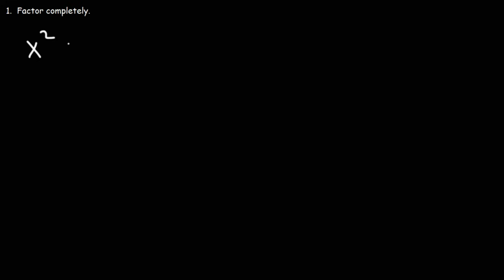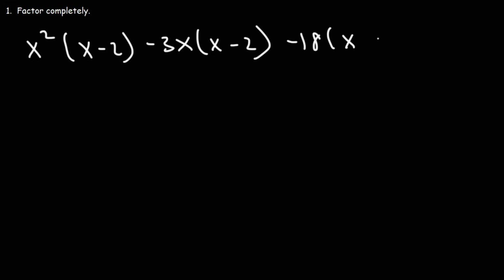Now let's try this problem: x squared times x minus 2, minus 3x times x minus 2, minus 18 times x minus 2. So what would you do if you were to see a problem like that? This problem may appear complicated, but it's not when you think about it in principle.